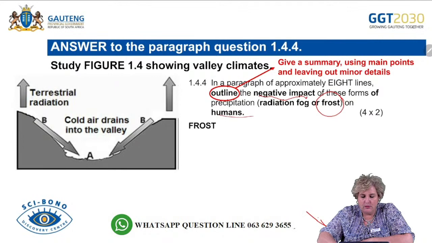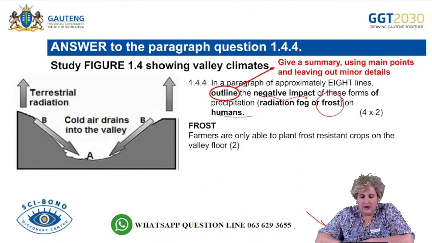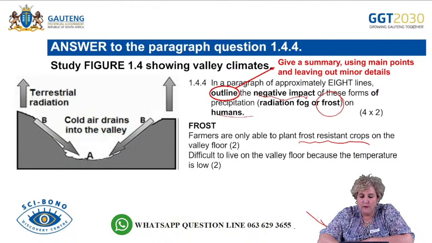First of all, farmers will only be able to plant frost-resistant crops. We would want to motivate you to use the words frost-resistant crops on the valley. It's difficult to live in the valley because those temperatures are very low. With frost, temperatures drop below freezing point.